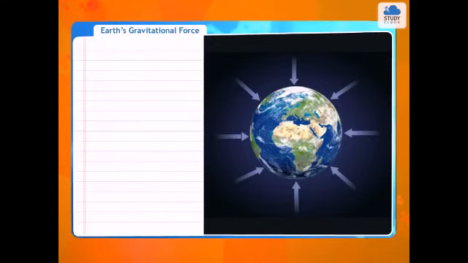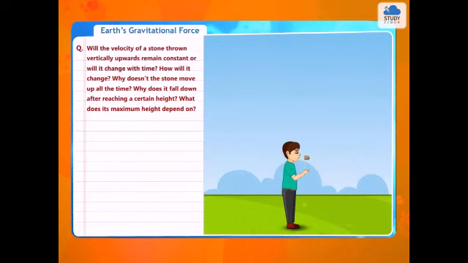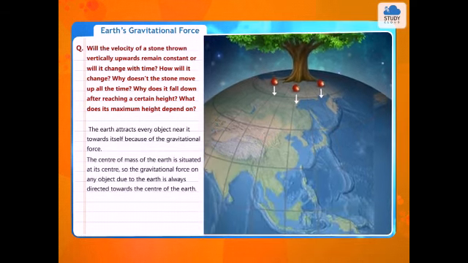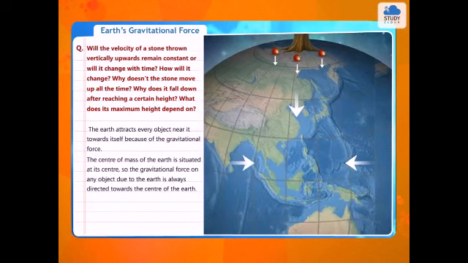Earth's gravitational force. Will the velocity of a stone thrown vertically upward remain constant, or will it change with time? How will it change? Why doesn't the stone move up all the time? Why does it fall down after reaching a certain height? What does its maximum height depend on? The earth attracts every object near it towards itself because of the gravitational force. The center of mass of the earth is situated at its center, so the gravitational force on any object due to the earth is always directed towards the center of the earth.